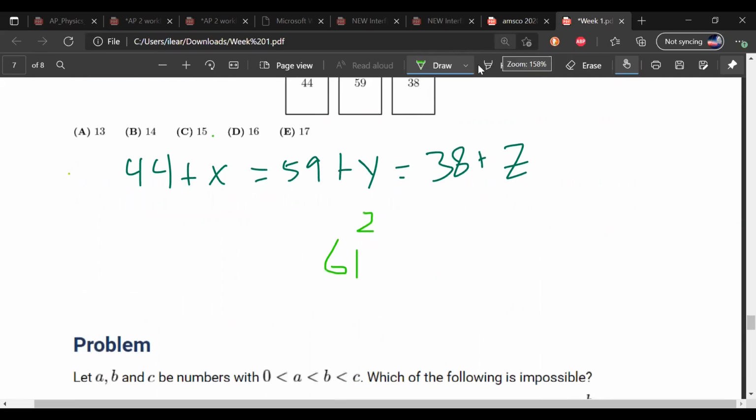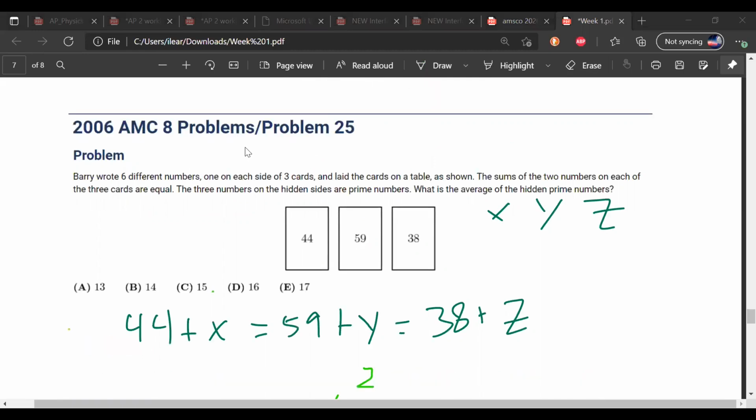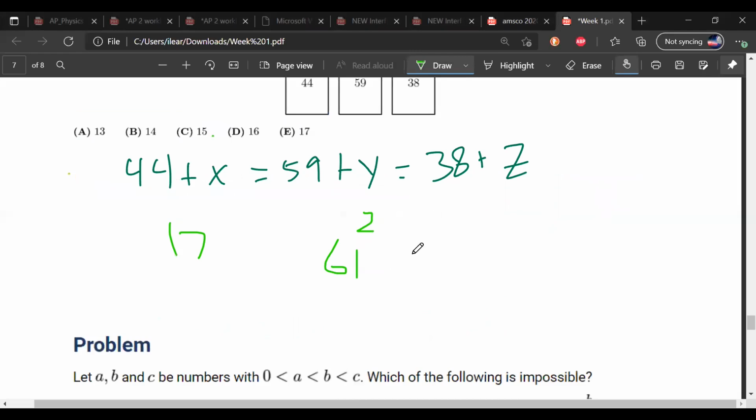What is 61 minus 44? 17, right? So we can agree this is 17. And what's 38 plus z is equal to 61? So 61 minus 38. Can anyone tell me what that is? 23, right? Yeah, good job. So we have 23.